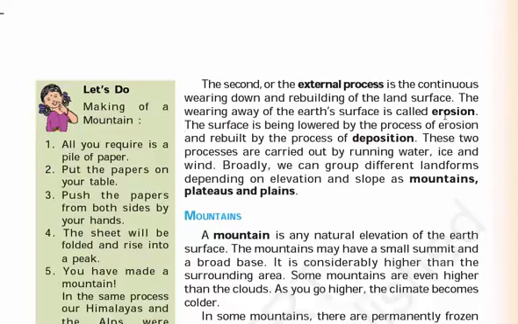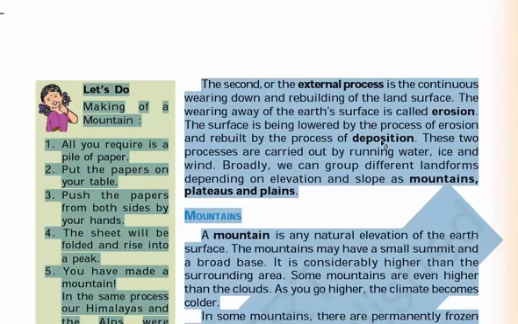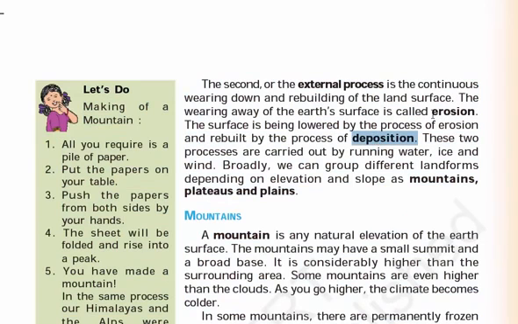So the opposite of erosion is always deposition. Just think of it this way: if something is being eroded, it will be deposited somewhere. And the means by which this happens is usually running water, ice and wind. So these three are the major means of transportation by which erosion and deposition happen.